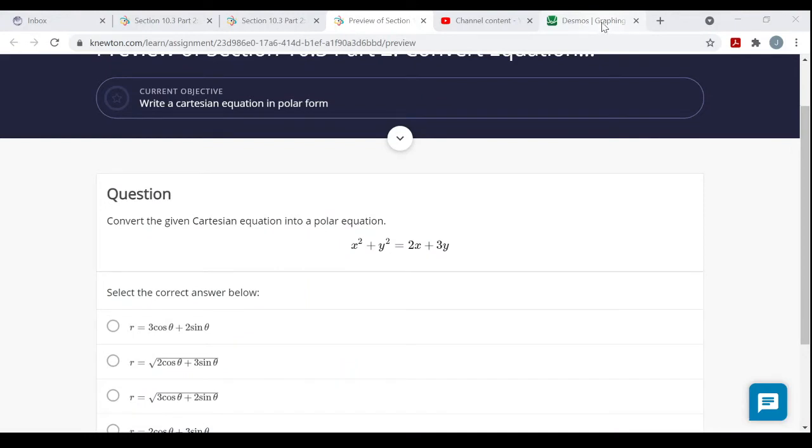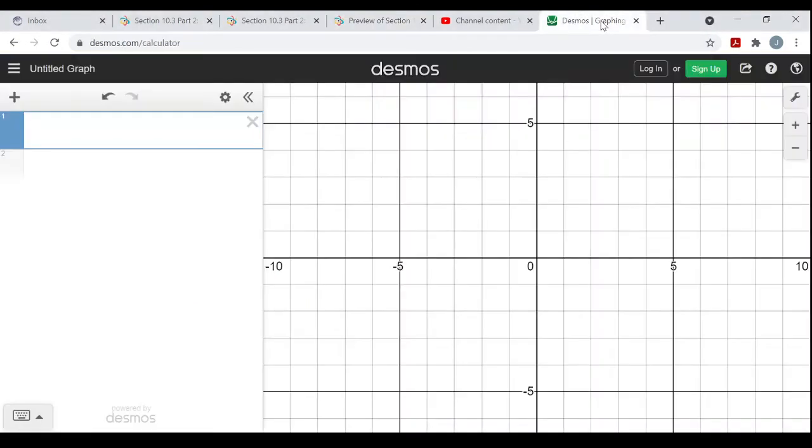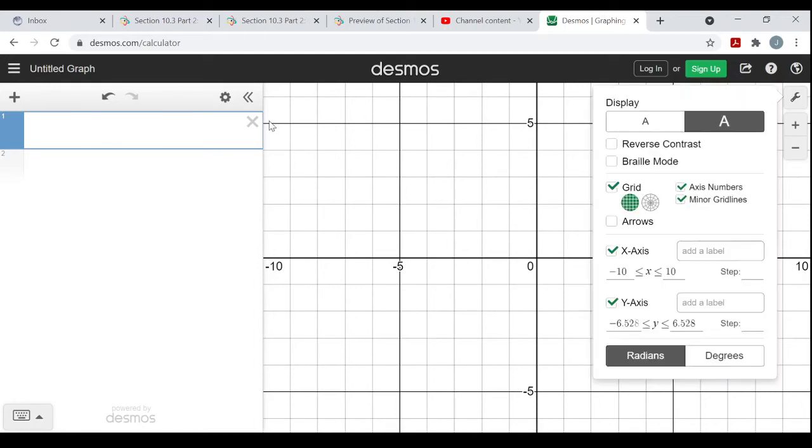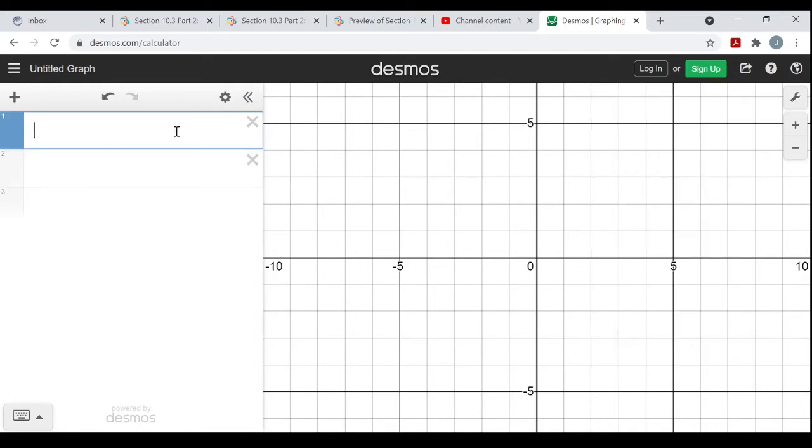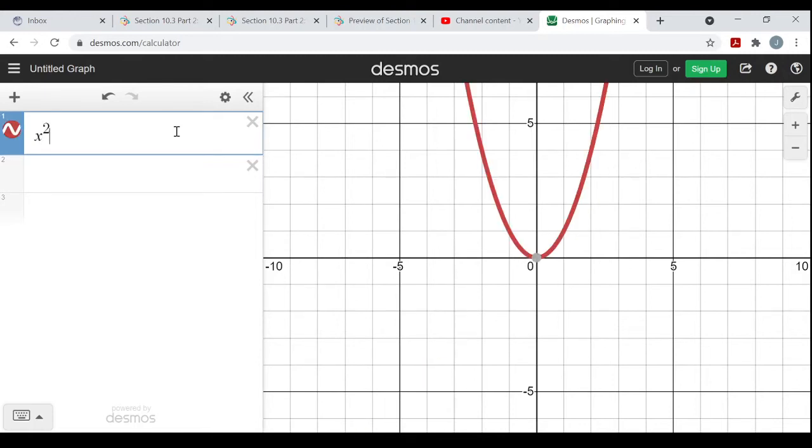But anyway, you go to desmos.com. It's a free online graphing calculator. And I've got my view here, so everything's bold. And you can start entering equations as they look. The equation we had here was x squared plus y squared was equal to 2x plus 3y.